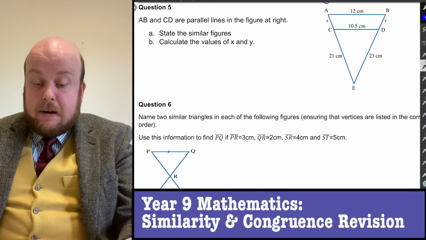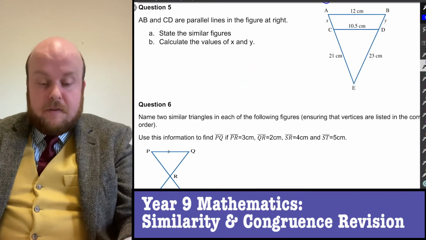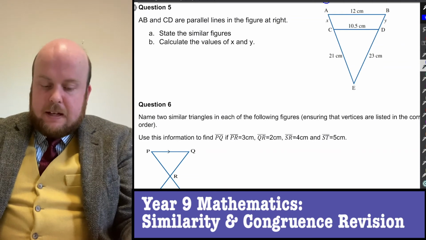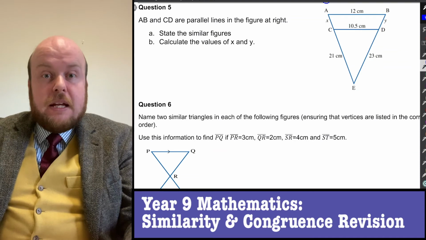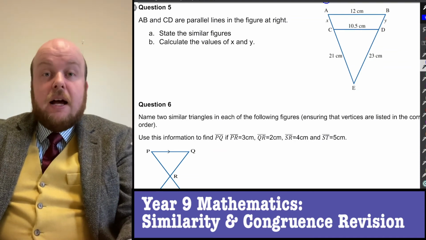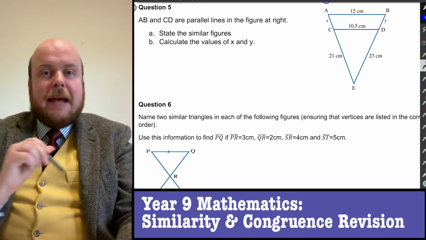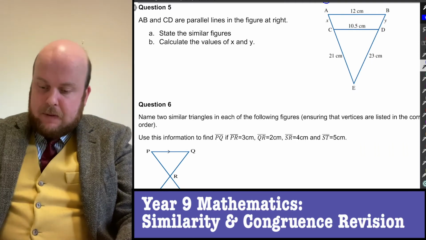AB and CD are parallel lines in the figure at the right. This is question 5. State the similar figures, calculate the values of x and y. When you're asked to state the similar figures, you need to say what the two triangles are, and you must name them in the same angle order. And I'll show you what I mean.